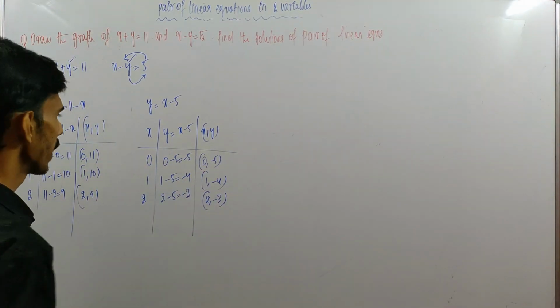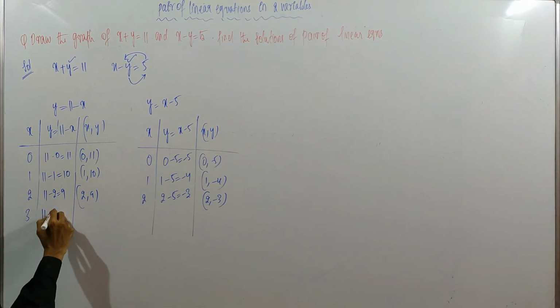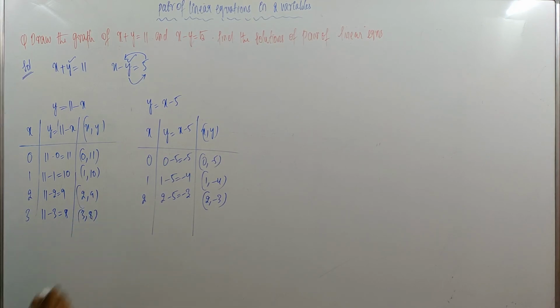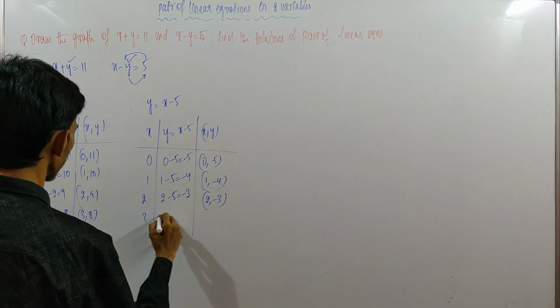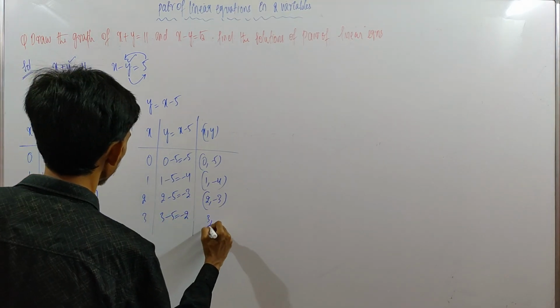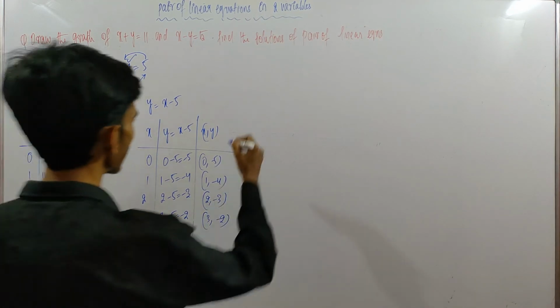There are no common pairs. Let us take 3. We have 11 minus 3, that is 8. So we have 3 comma 8. Now take 3 here. We have 3 minus 5, that is minus 2. 3 comma minus 2. Do we find any same? No, we won't get. In such cases, what you do, we will solve this analytically.